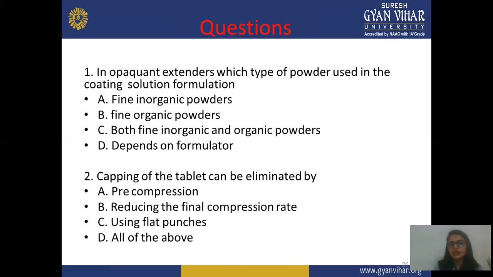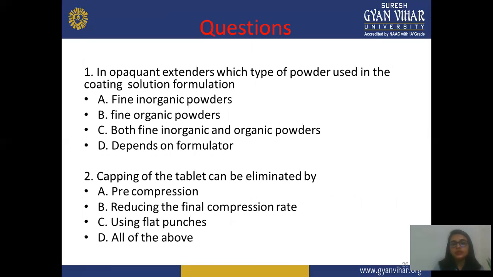After this reference part, we cover some questions from this complete topic so you can solve this topic easily. First is an open question. This type of powder used in coating solution formulation is: A, fine inorganic powder. B, fine organic powder. C, both fine inorganic and organic powder. D, depends on the formulator.